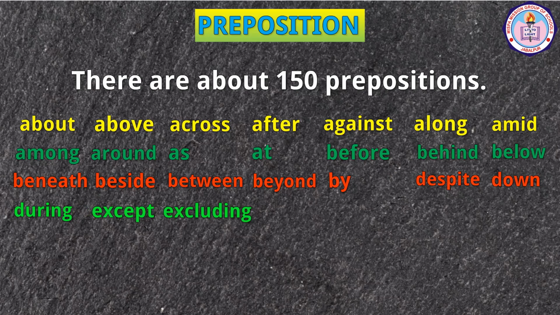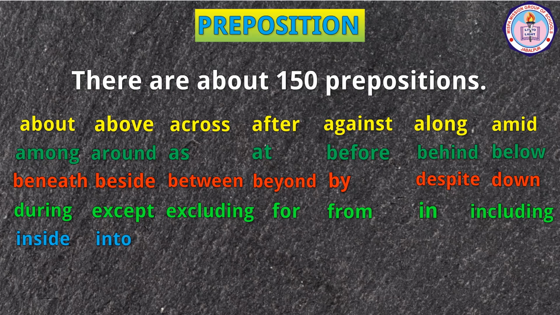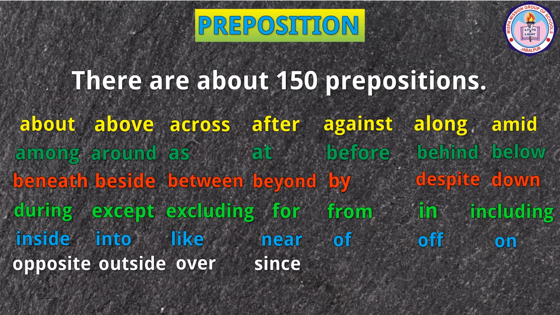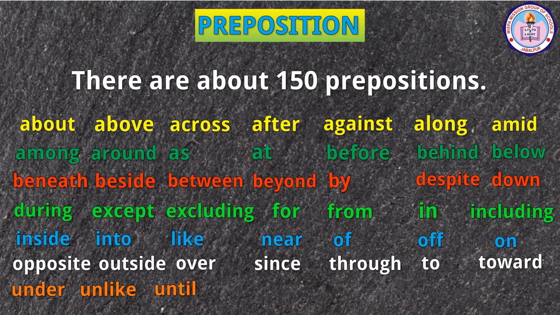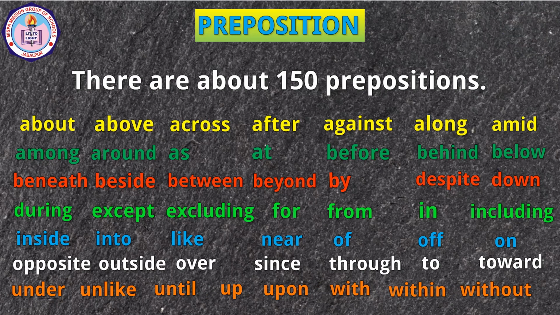except, excluding, for, from, in, including, inside, into, like, near, of, on, opposite, outside, over, since, through, to, toward, under, unlike, until, up, upon, with, within, without. Many of them are used as different types of prepositions with different meanings.